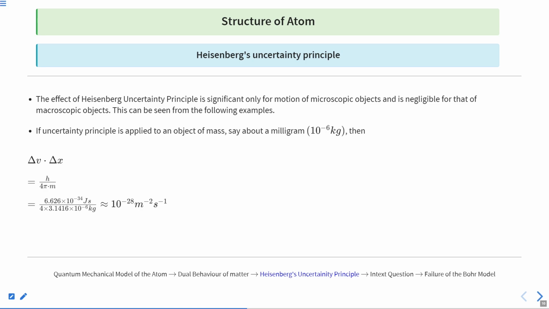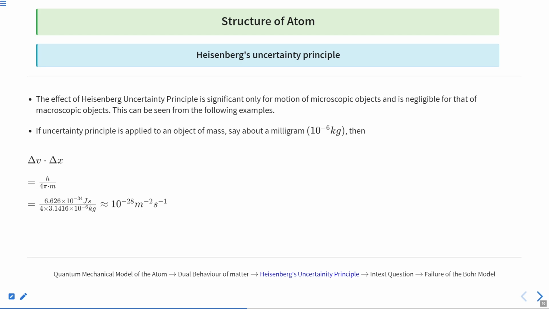Now this is the question. We say that this is not applicable for macroscopic particles, and the reason is given here. So if the uncertainty principle is applied to an object of mass, say about a milligram, what are we taking? We are taking the mass in milligrams, which is a very large mass. If you put this value here, you will get an uncertainty greater than or approximately equal to 10 to the power minus 28. Clear?